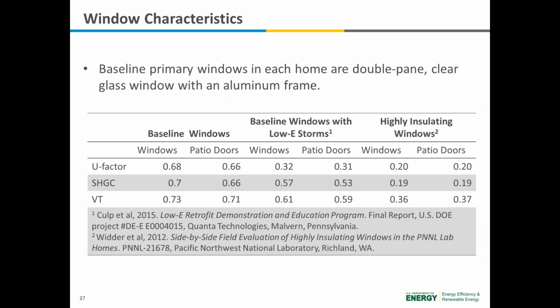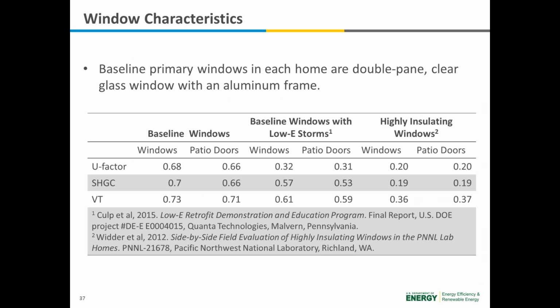So here's the basic window characteristics. As I said, the baseline home is made to be representative of the Pacific Northwest. So we have double pane clear glass windows with an aluminum frame. And those are the baseline windows. And you can see in the table below the U factor, solar heat gain coefficient, and the visible transmittance of each of these.